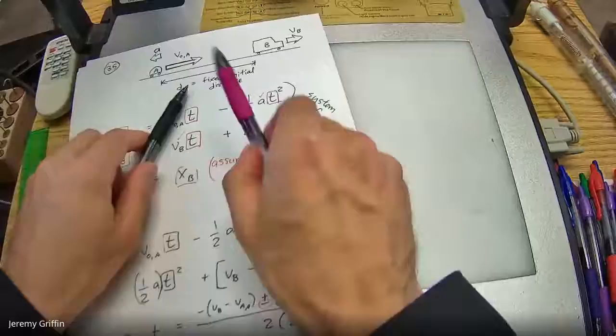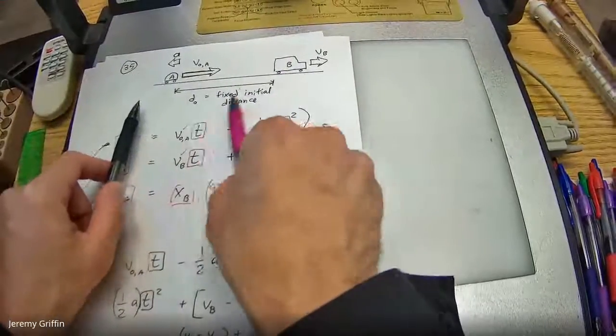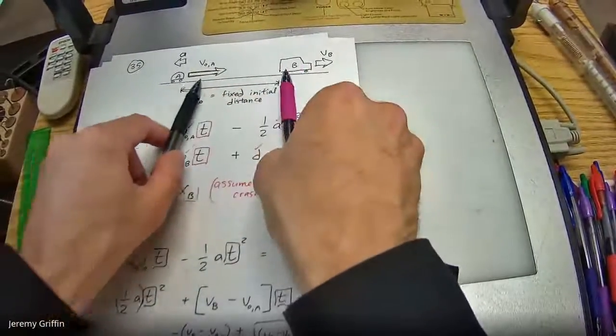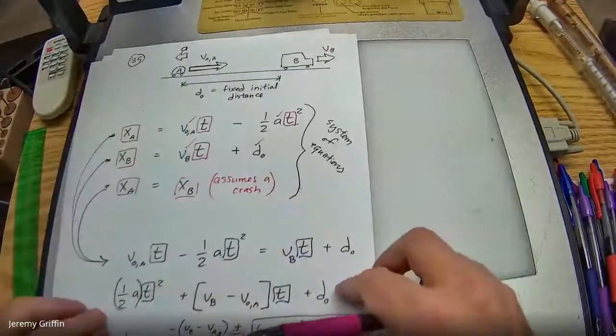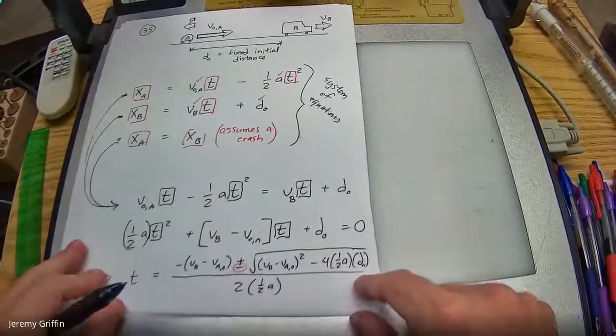Also, what about this? What if they never crash? Is it possible you could make this distance like a kilometer and they just never even touch each other? Mathematically, how would you know that happened?